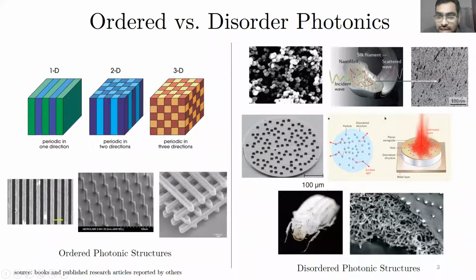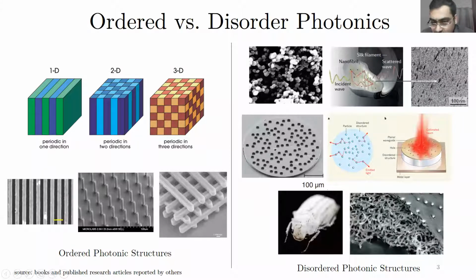And the things that I'm showing here can be highly random. For example, this is titanium oxide particles, randomly deposited. This is a silk filament, and here there are some small filaments which are in a rather disorganized way, and these are some random holes.